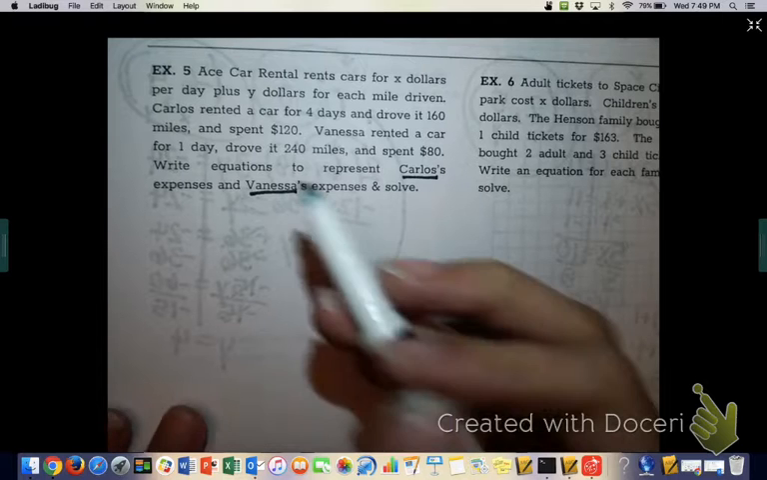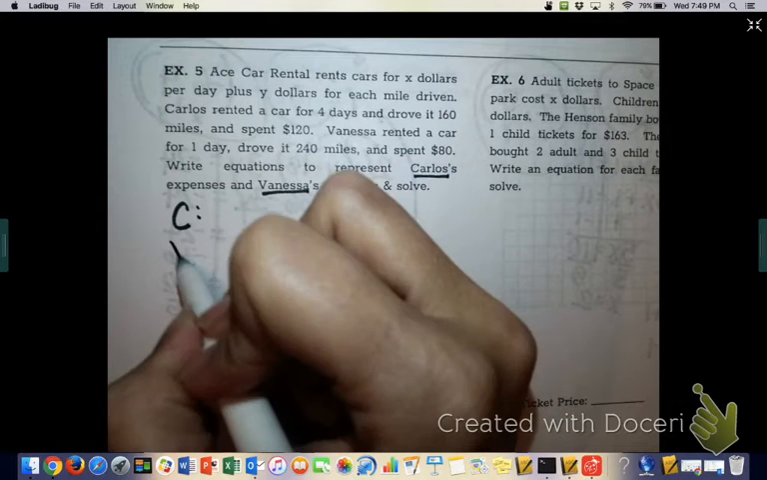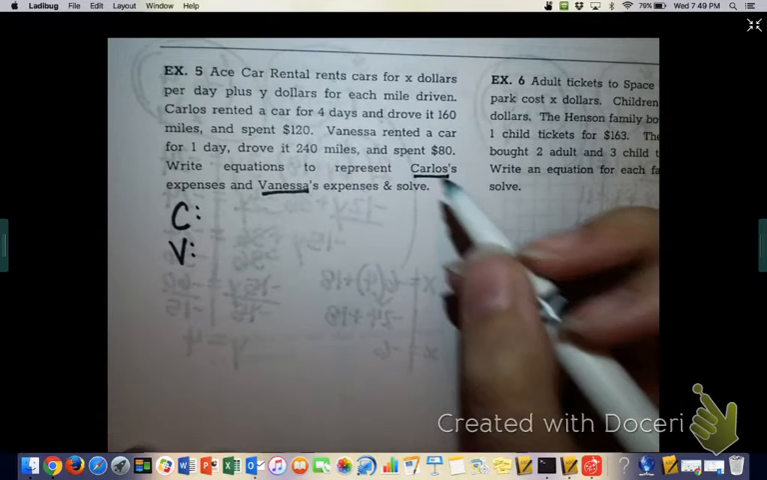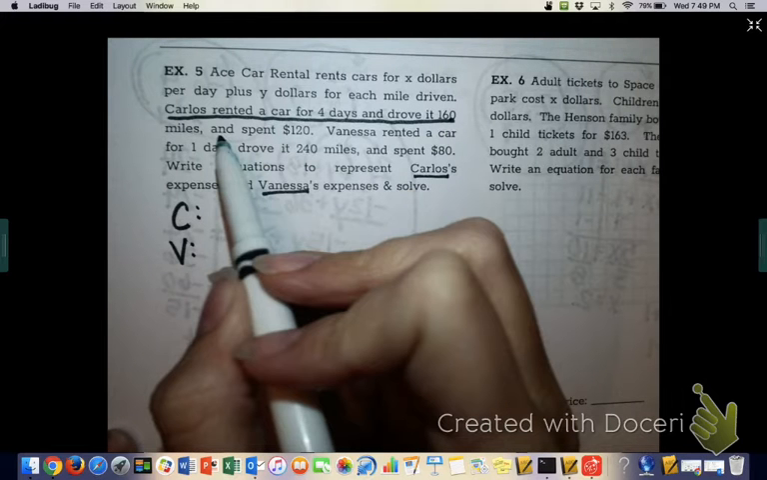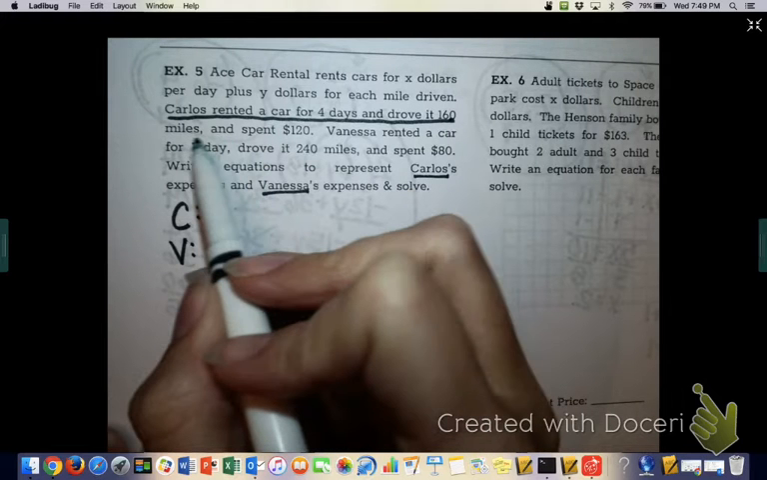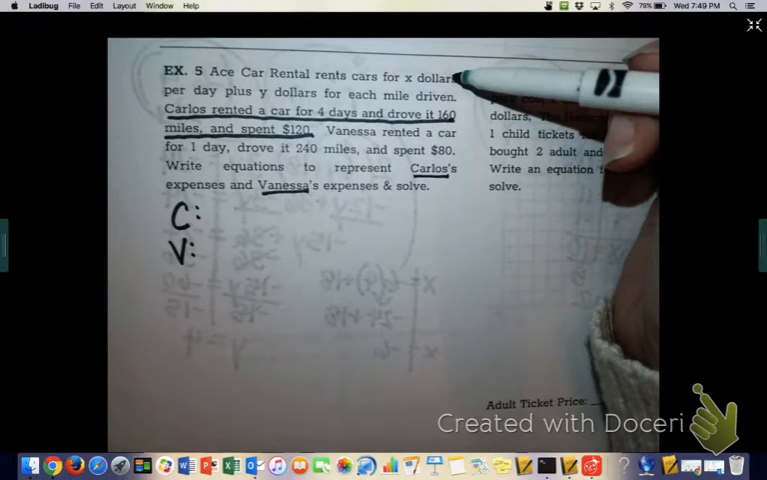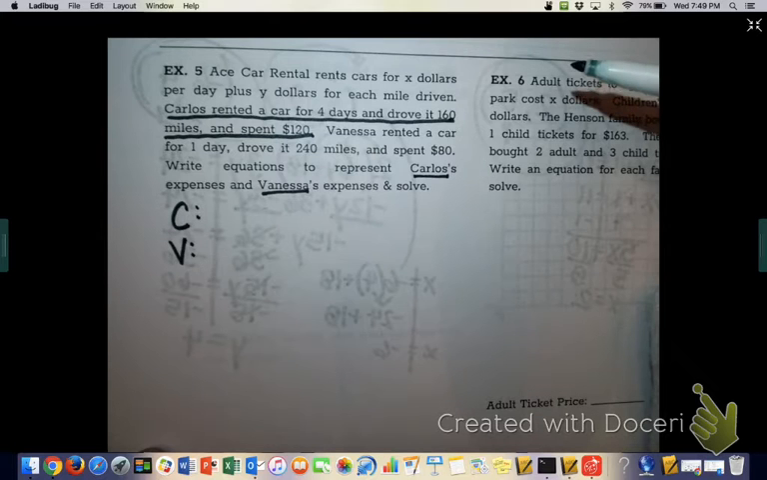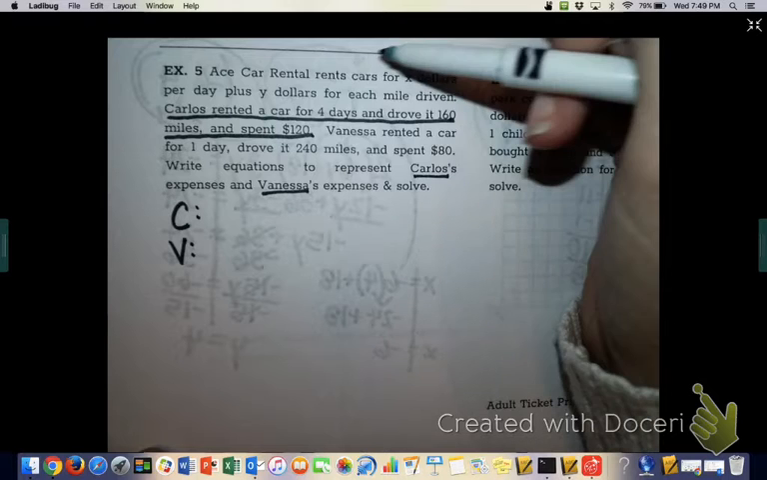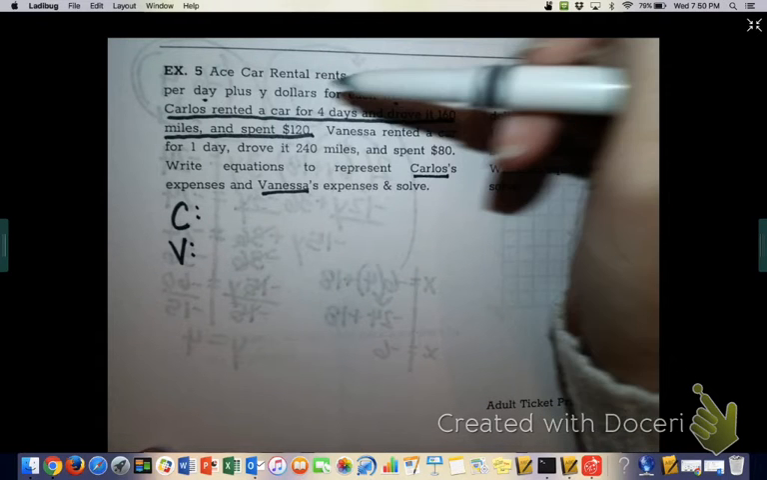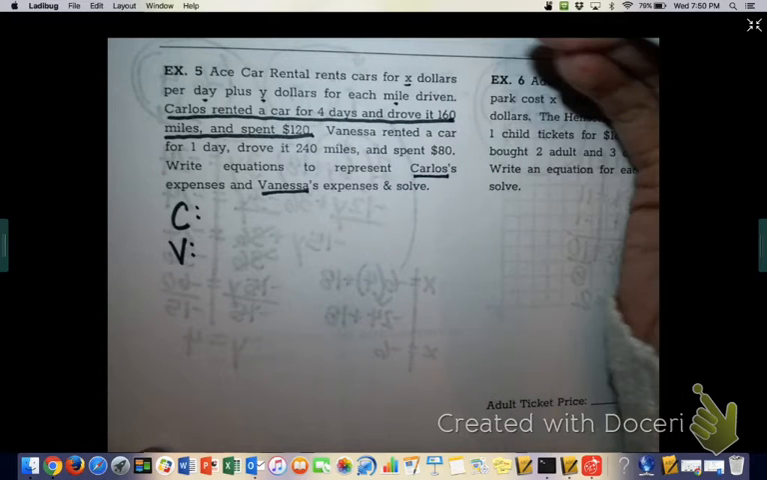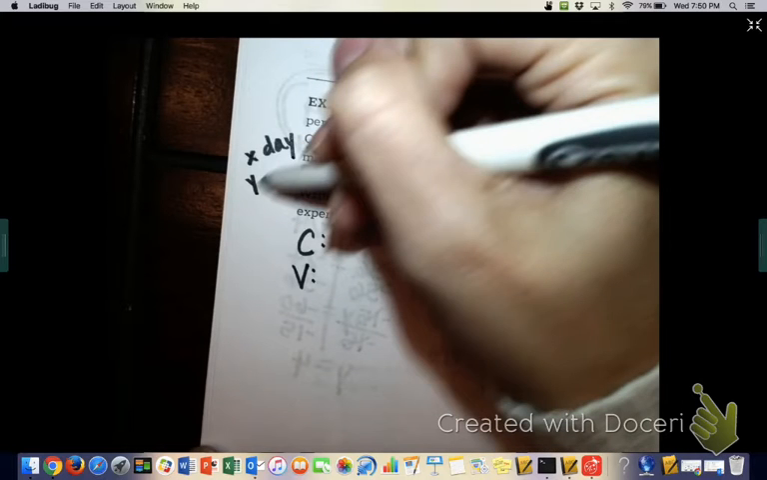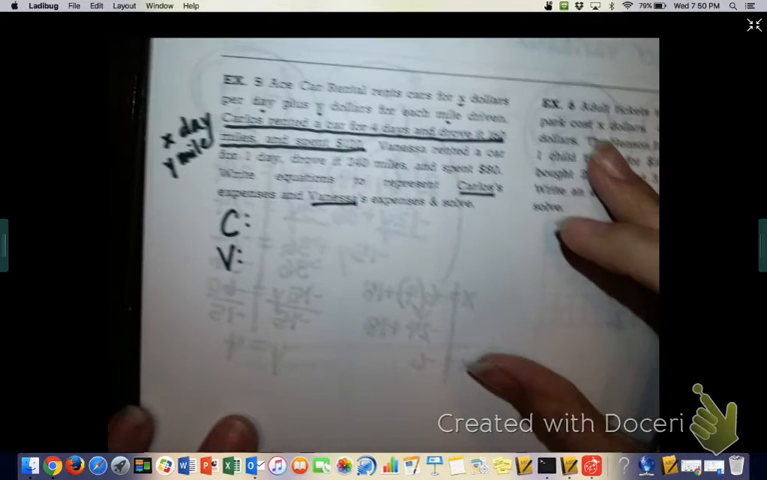Okay, so our first equation is going to be Carlos. Our second equation is going to be Vanessa. So here's what we know about Carlos. It says Carlos rented a car for 4 days, drove it 160 miles, and spent 120. So X is our dollars per day, and Y is dollars per mile. I might write this off to the side. X is going to be our day, and Y is our mile. That's just something to keep in mind.